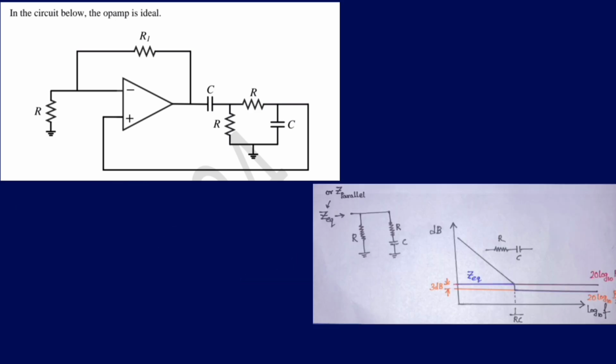Now if you look into the other part, there is a parallel combination of R, and then from V1 to V plus, you can see that from V1 to ground there are R and C which are in series.